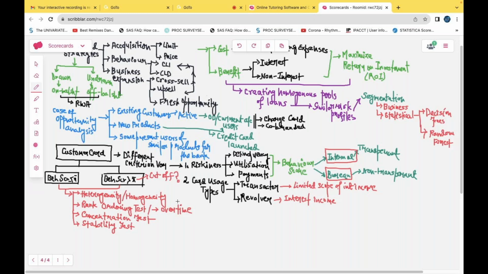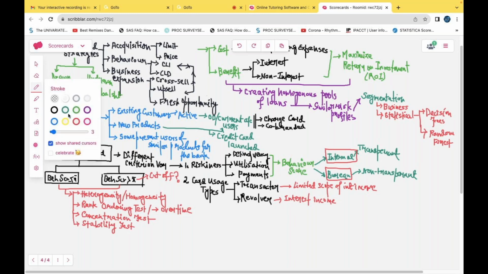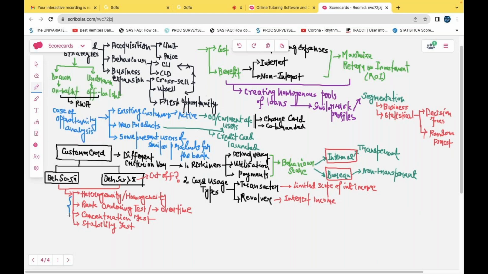So once I have identified the cutoff and I've split the data into two segments, right? Now I start applying these tests to assess how the segment that has been created is performing. So these tests that I have identified over here are segmentation validation tests. Whenever I am creating any segments, we need to perform these segmentation validation tests.